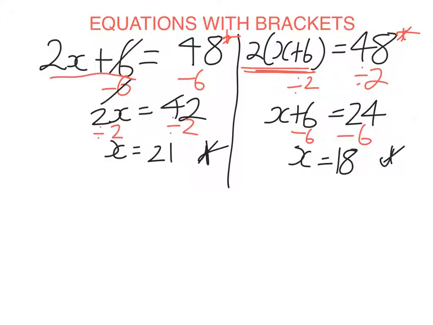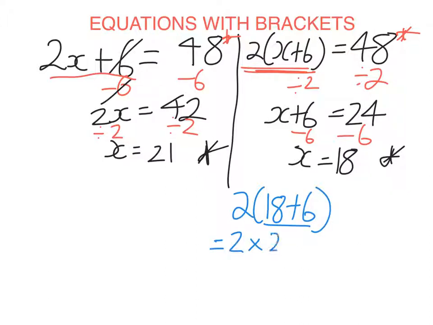Now, I can, again, check my answers by substituting my answer into the original equation. So if I change x to 18, I get 2 times, because I've got to do the addition first, 2 times 24, and that does equal 48. So I know my solution is correct, because I've substituted and checked. So, equations with brackets, you just change the order of operations. And you can still use the flowchart method, or you can use the balance method.